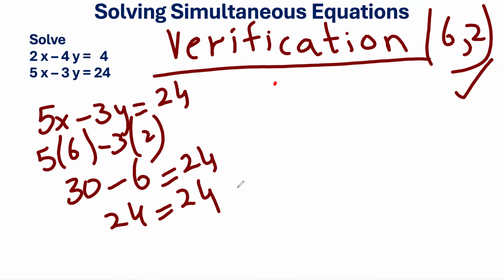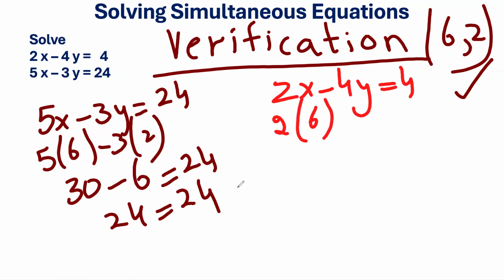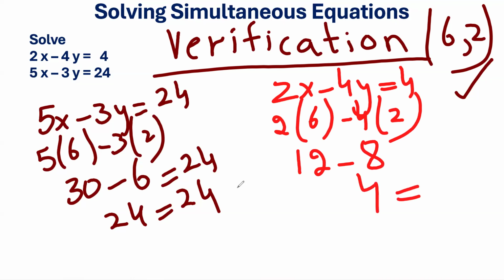So I'm using 2x minus 4y is equal to 4. What is the value of x? 6. What is the value of y? 2. 2 6s are 12 and 4 2s are 8. And 12 minus 8 is 4. So the equation is satisfied. The right-hand side is 4. You have verified the answer 6, 2 through both the equations, equation number 1 and equation number 2, and it is satisfied.